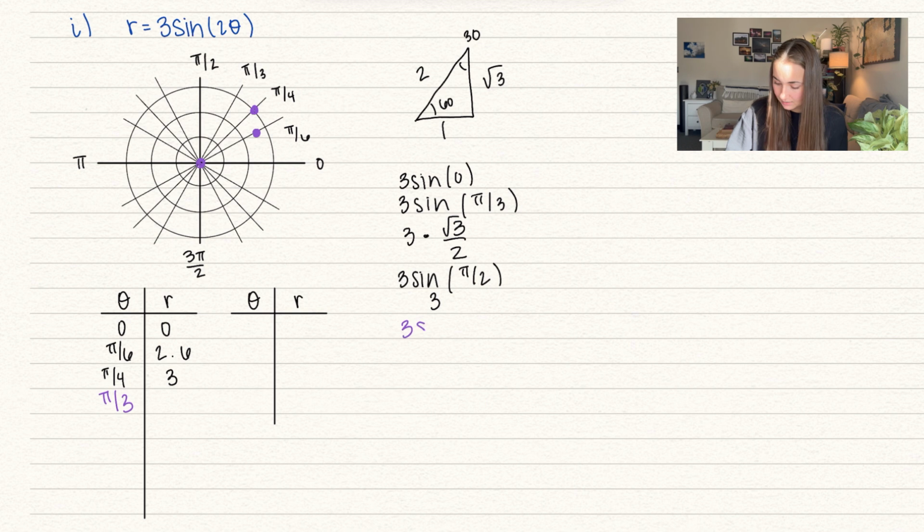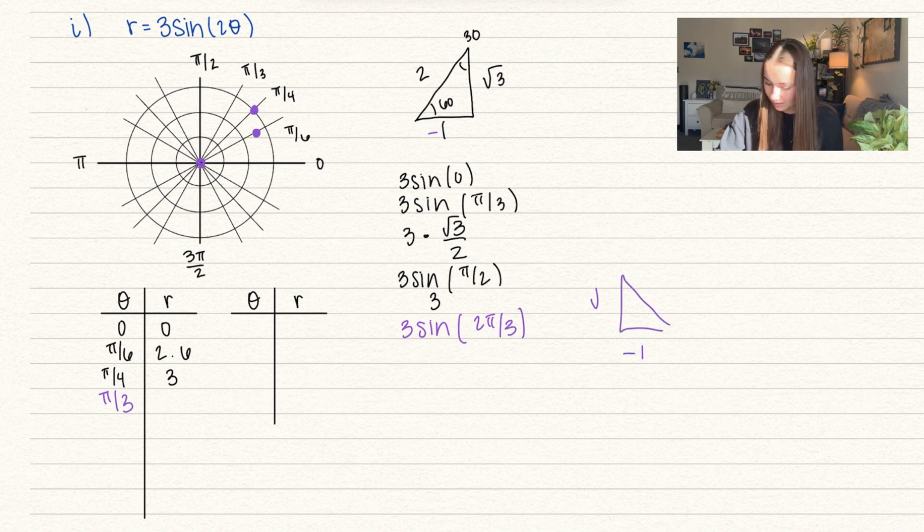So here we get 3 times sine of 2 pi over 3. That's going to be super similar to our other triangle. The only difference is that the leg is now in the other quadrant, so I'll draw that. We go out this way now, so this is going to be -1, square root of 3, and 2. But that does not change our sine at all, right? Because sine is opposite over hypotenuse. So again, we get 3 times the square root of 3 divided by 2, which we already calculated to be 2.6. So here we find our angle, pi over 3, and go out a distance of 2.6 again. So again, probably right there.